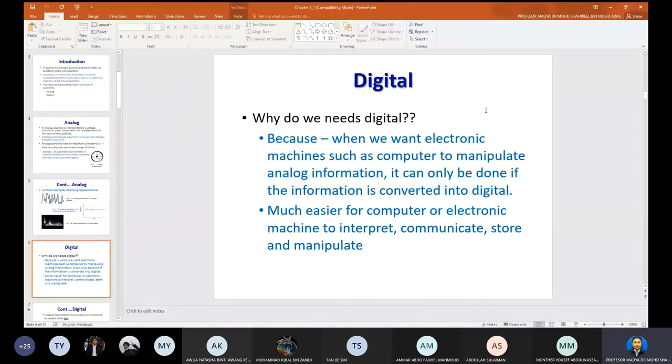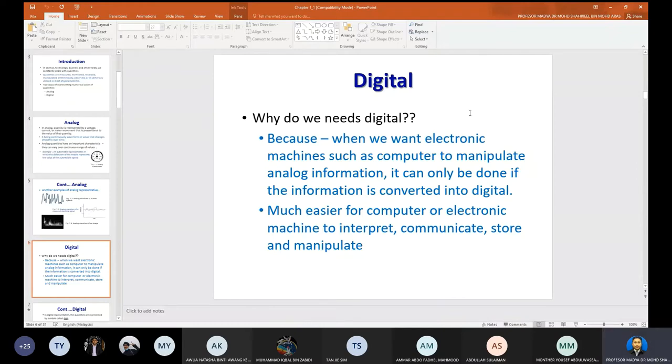There are two main components in digital that you have to know. One converts from analog to digital, another one from digital to analog. That you have to remember. For this subject we have two types of converter. One we call the ADC, which stands for analog to digital converter, and another one is the DAC, which stands for digital to analog converter. So it is much easier for a computer or electronic machine to interpret, communicate, store and manipulate the data.